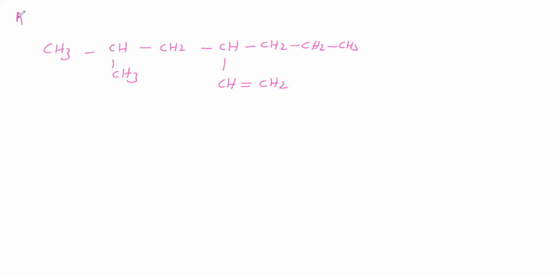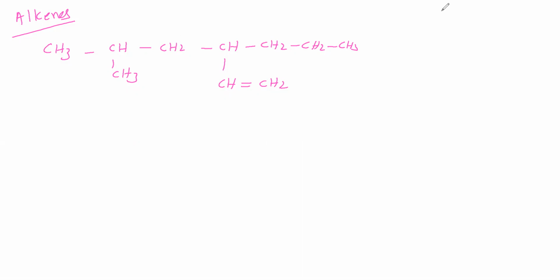So for alkenes, how to select the parent chain? In the sense, the parent chain must contain the C=C double bond.